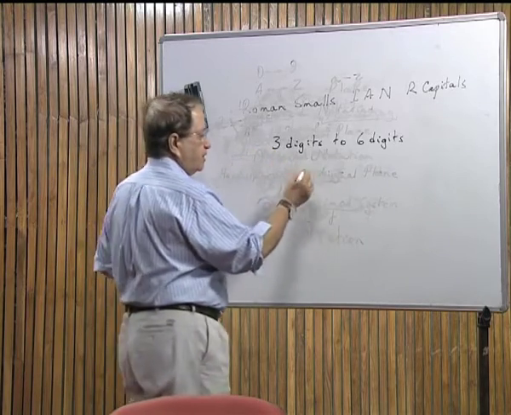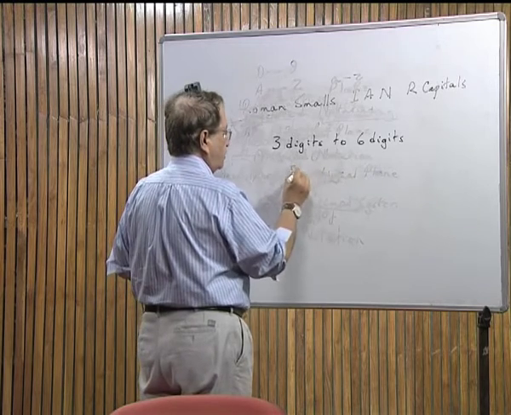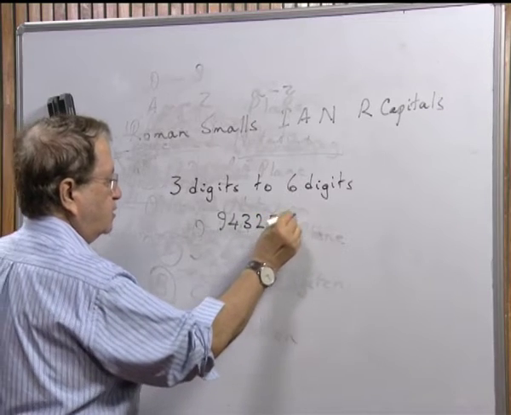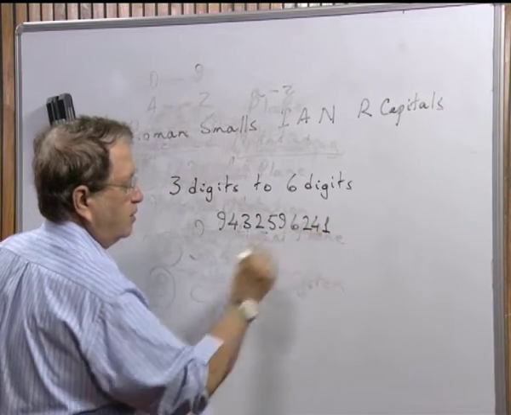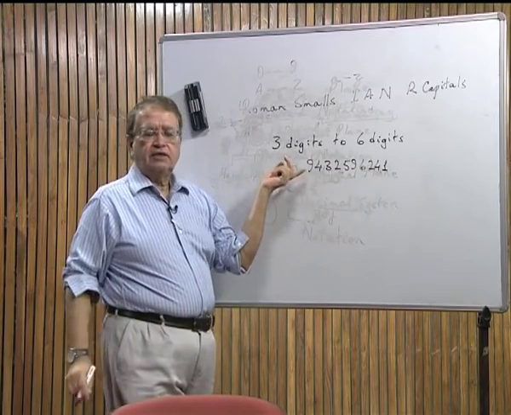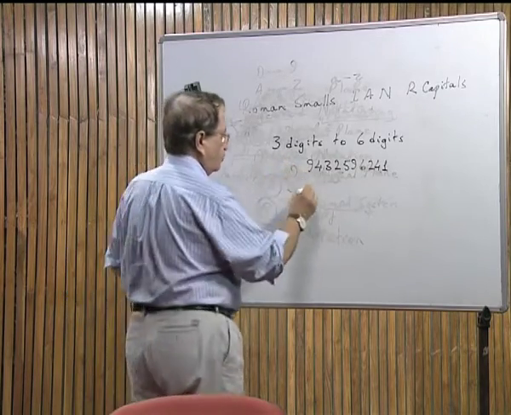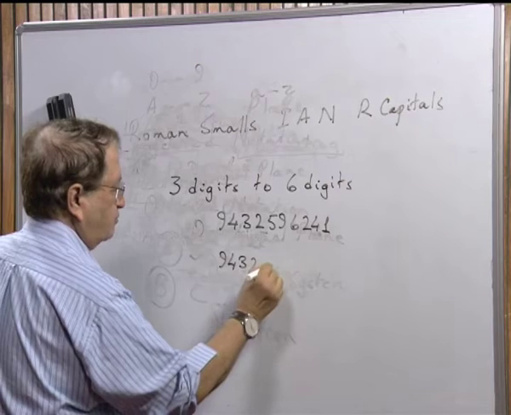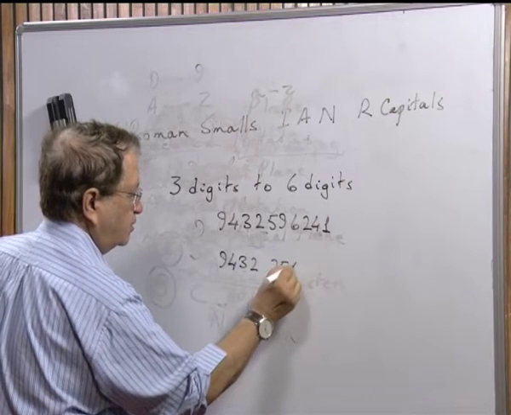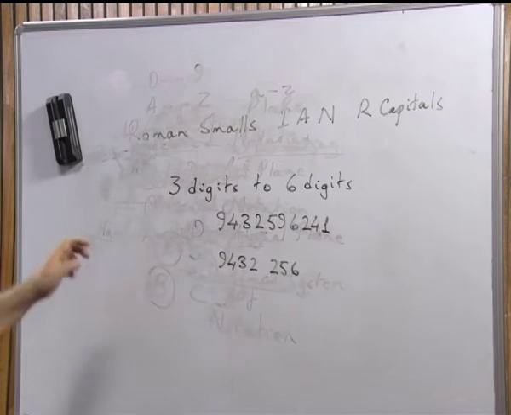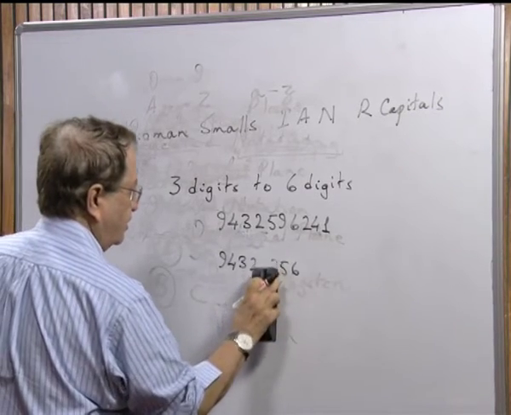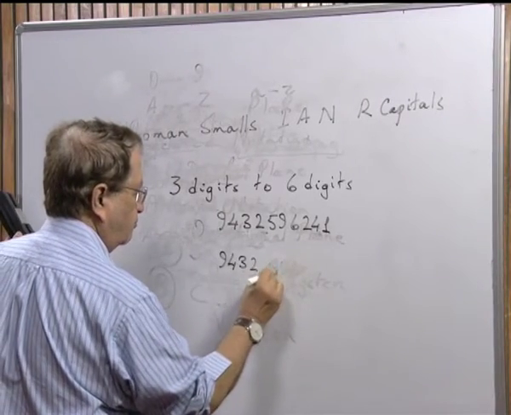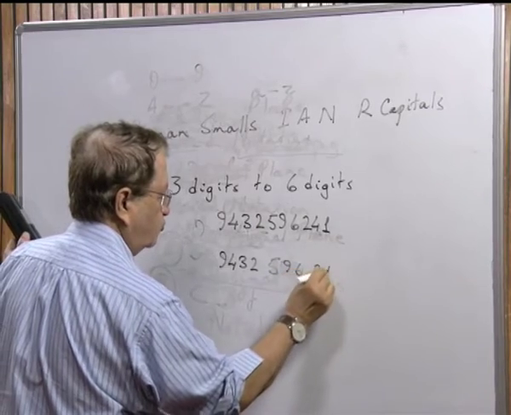Whenever you write a 10 digit number, for example, 9 4 3 2 5 9 6 2 4 1, this number you will find difficulty in remembering and writing. So, what do we do generally? We say 9 4 3 2 and then we say 5 9 6 and 2 4 1. I am sorry, I had repeated the 2 again. This is what happens.